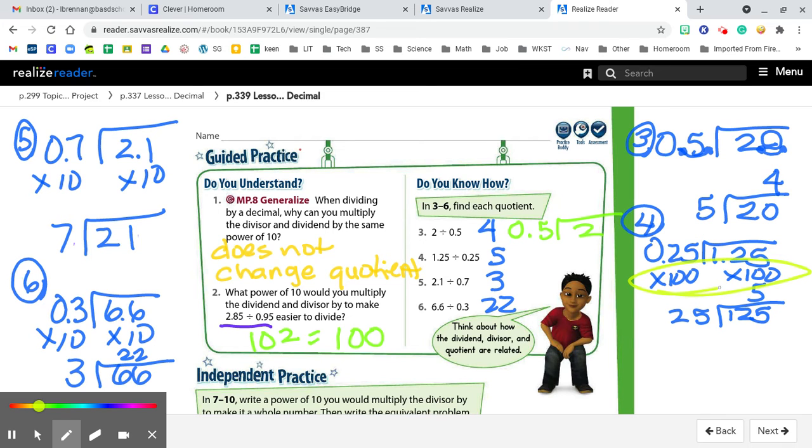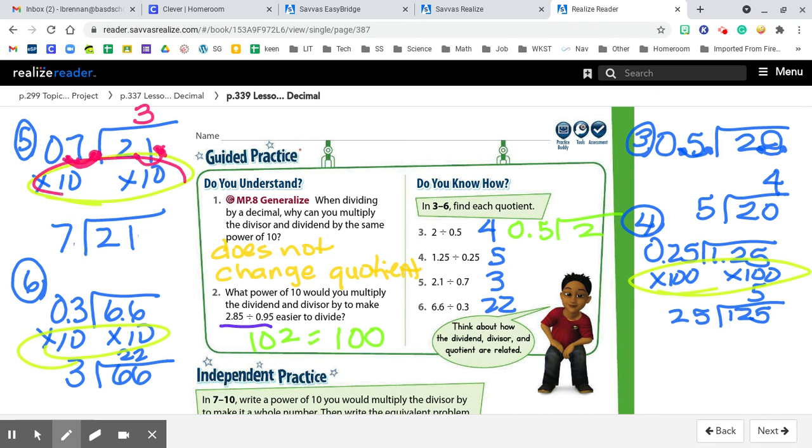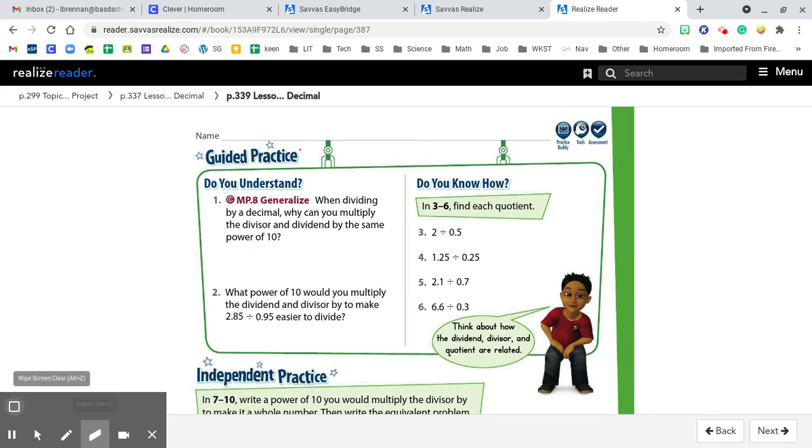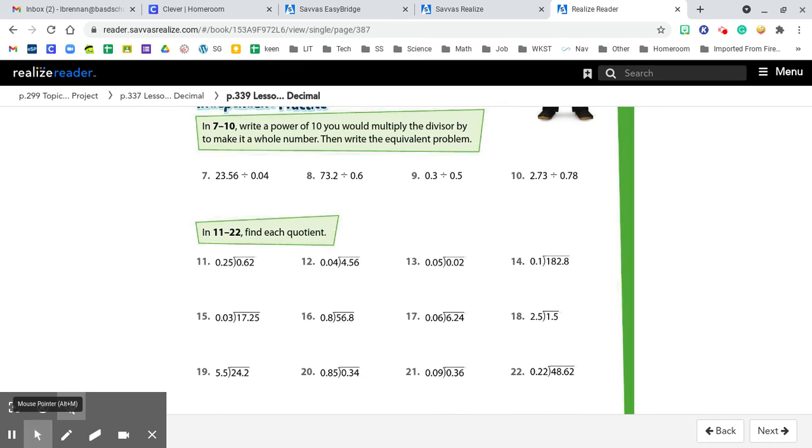Now you do not have to write all this times 10 thing. If you can remember to, I'm going to move the decimal one place, one tenth. I'm going to multiply 0.7 times 10. I need to multiply 2.1 times 10. And if you can remember to do that on both sides, you do not have to write all this, but it's just to help you keep track of what you're doing. And to move down a little bit more, just a tad more down the bottom here.